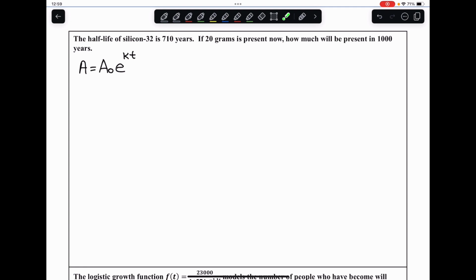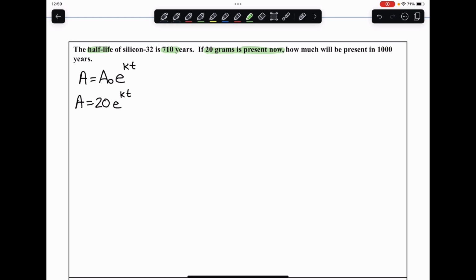So for this problem, if you understand this correctly, you'll understand that this value equals 1/2 whenever t is 710 years. So you could automatically set that up. Now, if that doesn't make sense, think about it like this. Since they're telling us that we're going to start with 20 grams right now, let's plug in 20 here for the initial amount. We can use this information knowing that the half-life is 710 years. That means that when we replace t with 710, this amount is going to decrease to 10, to half.